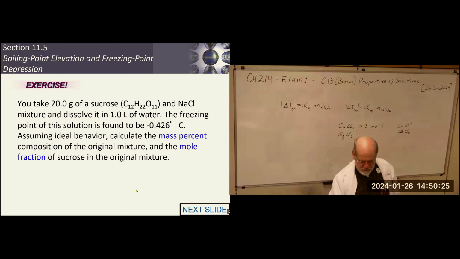What's the mass percent composition of the original mixture and the mole fraction of the sucrose in the original mixture? Okay, this is a very complex problem.